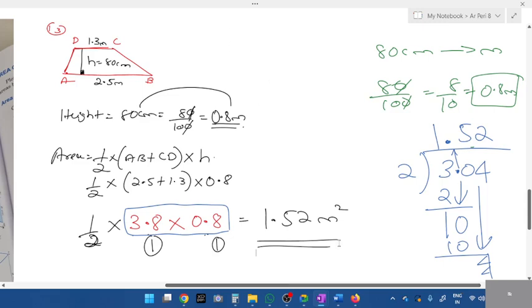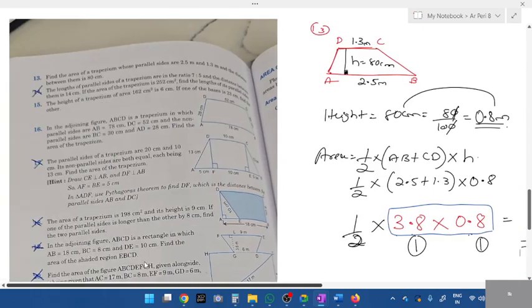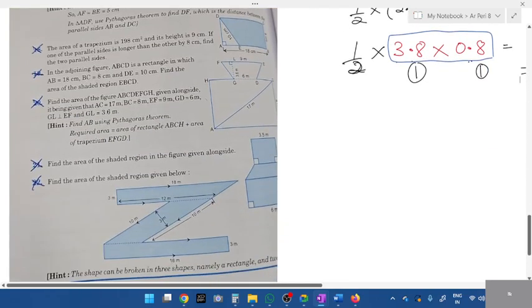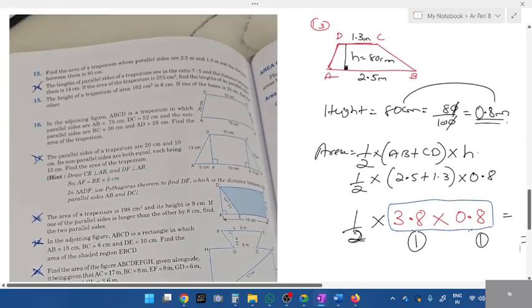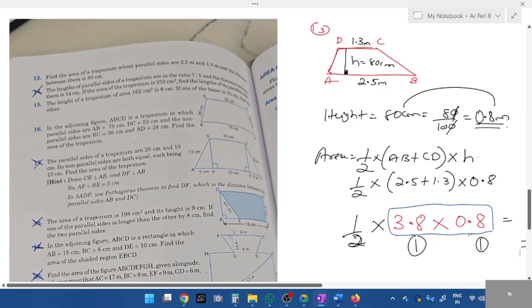Okay, next question, I'll see the next one. The height of a trapezium of area 1.52 meter square. If one of the bases is given, find the other. Next, 16th question. After 16th, that's it. Only 15 and 16 left. Fine, students. In the given figure, ABCD is a trapezium in which the parallel sides are 78 and 52, and the non-parallel sides are 30 and 28. Find the area of the trapezium.